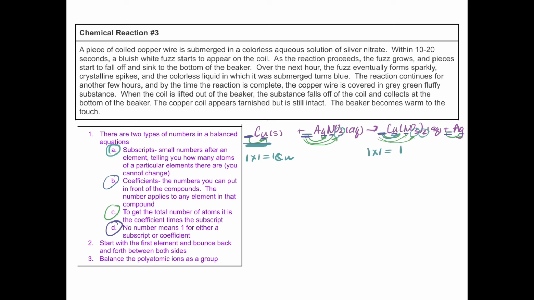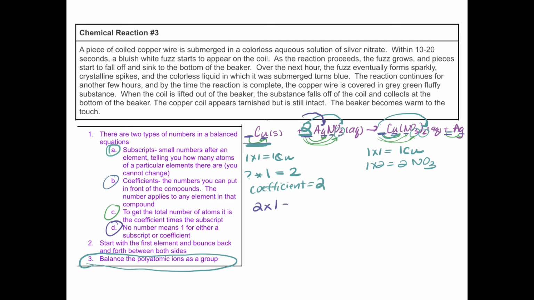So let's look at our coppers first. We've got 1 on each side, and then I've got 2 nitrates on the right, so I need 2 nitrates on the left, which gives me 2 silvers on the left. And then I'm going to put a 2 in front of the silver on the right to get to 2. And now we are all balanced.